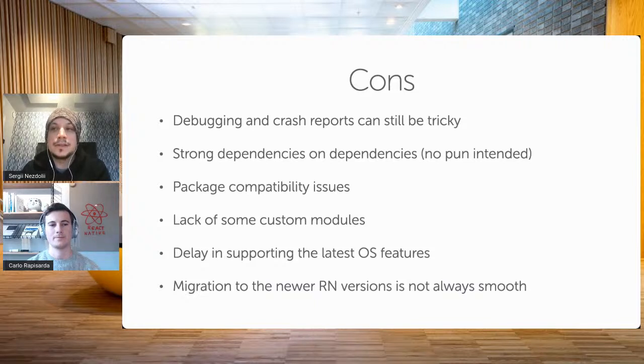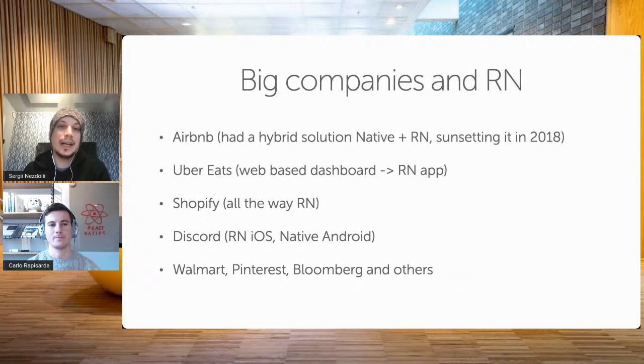And just to mention some big companies which have actually shared their stories of doing React Native or migrating to React Native for their apps. Airbnb had a hybrid solution of native plus React Native, which worked quite well for them, but because of the scalability issues, they had to sunset it in 2018 and go back to native. Uber Eats is also a good example where they had a web-based dashboard and they just converted to the React Native app and it went smoothly for them.